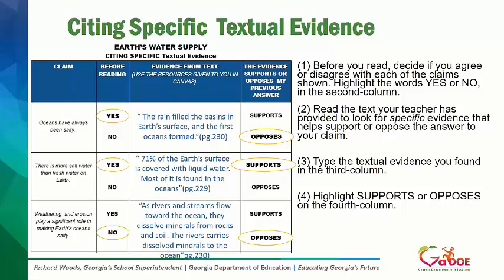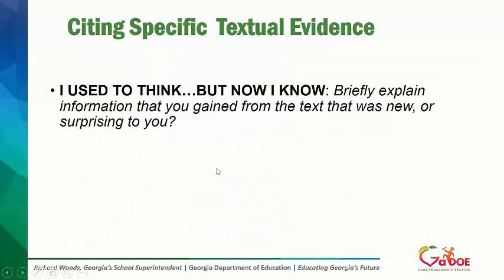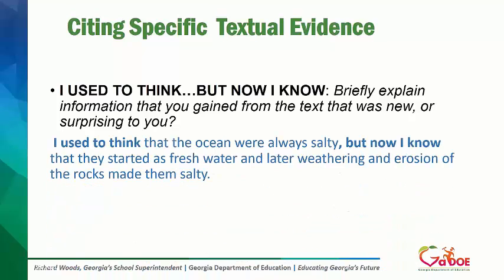So once I have them, and we practice this a lot, I want them to do something, right? So now they will complete something that is called the I used to think, but now I know section. So hopefully the students learned something new here. And so what they will do is briefly explain information that they have gained from the text that was new or surprising to them. So one example for that will be like, I used to think that the oceans were always salty, but now I know that they started as fresh water and later weather and erosion of the rocks made them salty.